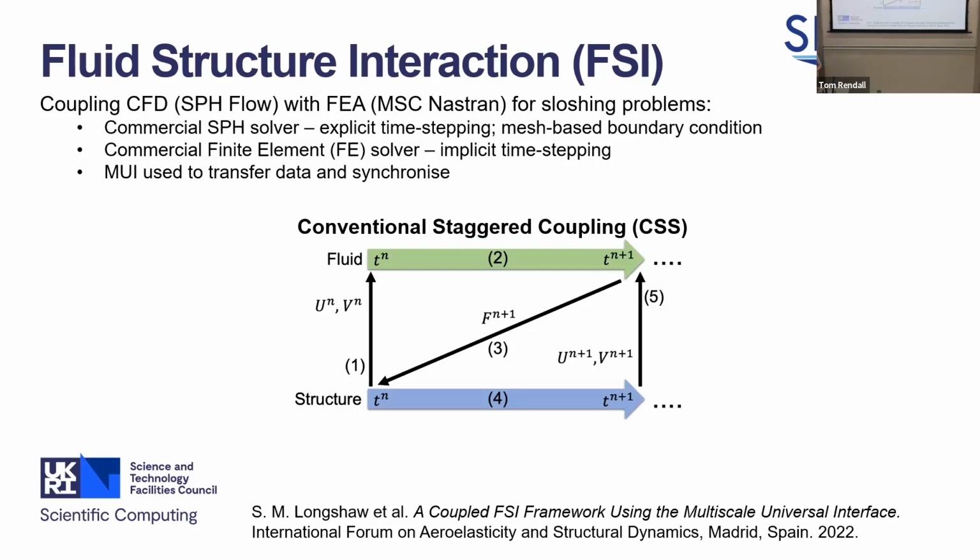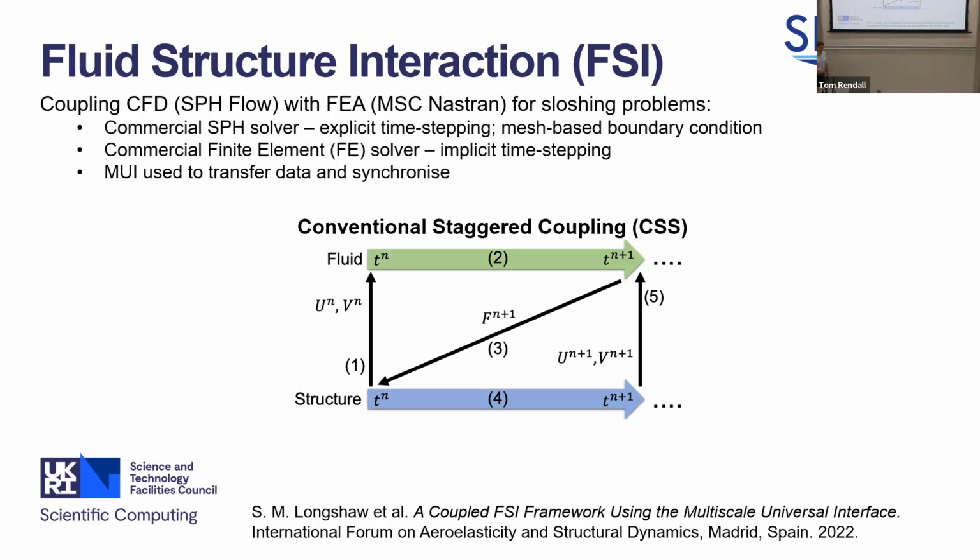In effect, what was happening was a commercial CFD code, in this case, a code called SPH Flow, was being coupled with a commercial finite element solver called MSC Nastran. If you haven't used it, don't. If you have, best of luck to you. For sloshing problems. So this is a commercial SPH solver. It's a commercial finite element solver. It's very capable. If there's anybody from MSC listening, it's very capable. It's just not the nicest thing to work with. And in this case, we used MUI to transfer data and to synchronize the coupling steps between the two codes.